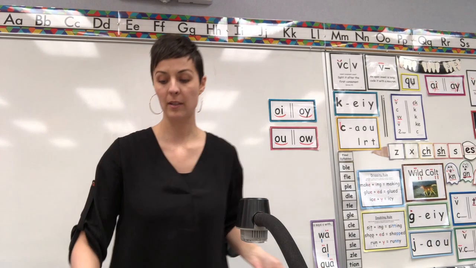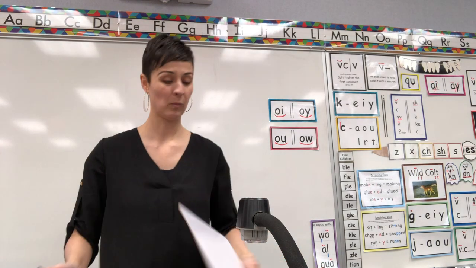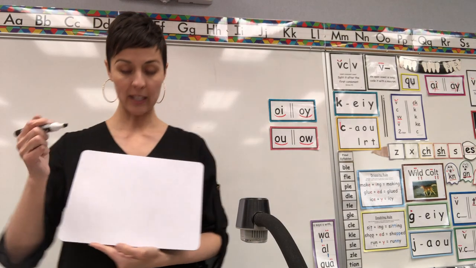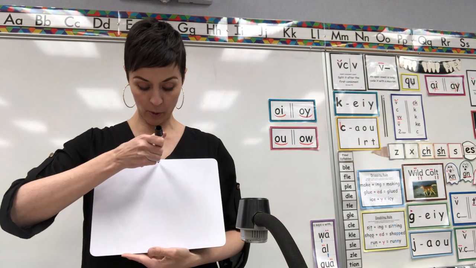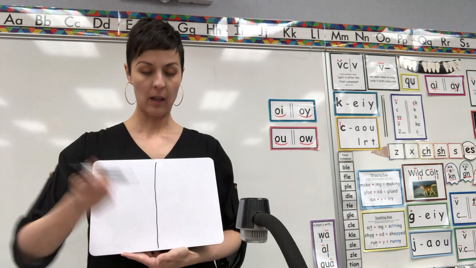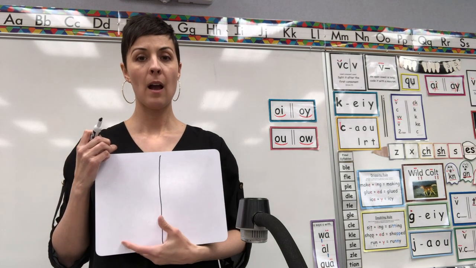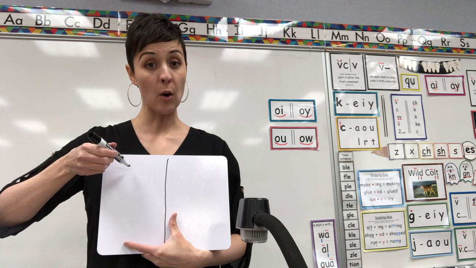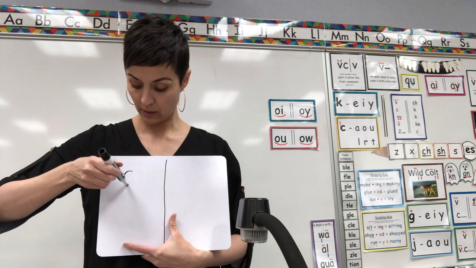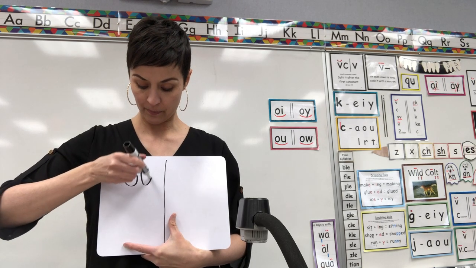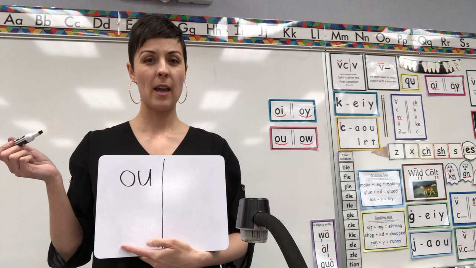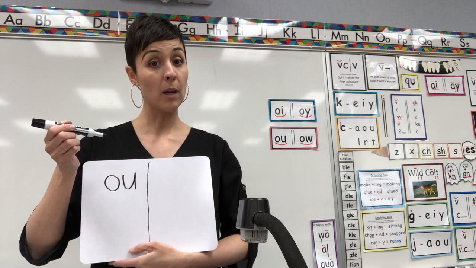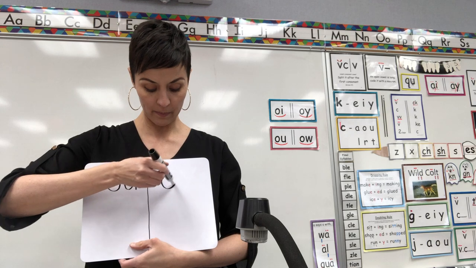And let's do our next set of diphthongs. There's only one other set, which is kind of sad. I like diphthongs. And would you split your board in half again, line all the way down the middle. On the first side, will you write diphthong OU? Says ow. And on this side, will you write OW? Says ow.